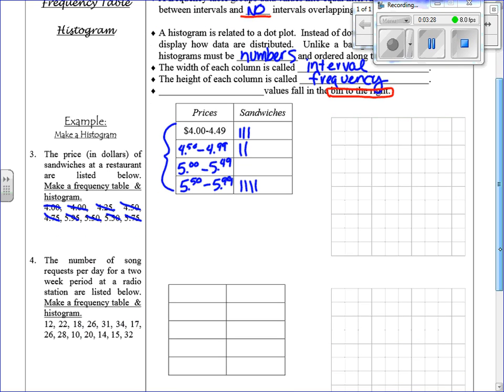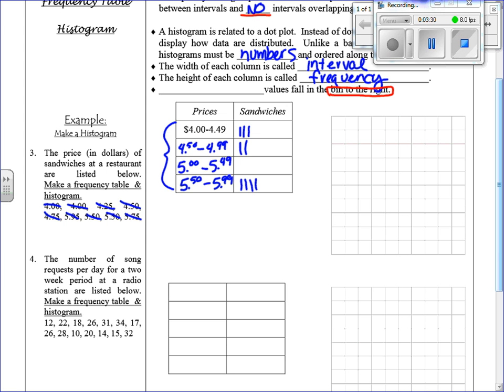All right, now that we have our frequency table taken care of, we're going to go ahead and create our histogram. This is where that's going to occur. Now, I realize that the graph on your histogram didn't show up very dark on here, but I think it's enough for you to be able to create it.